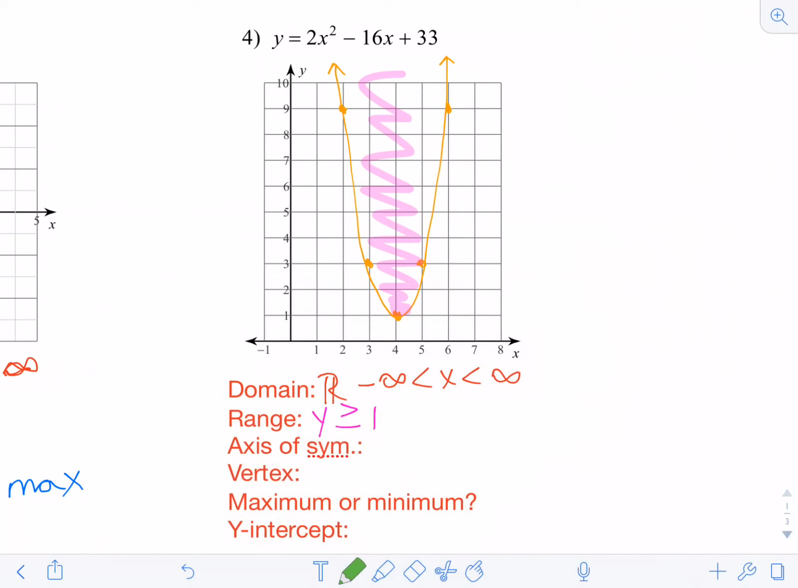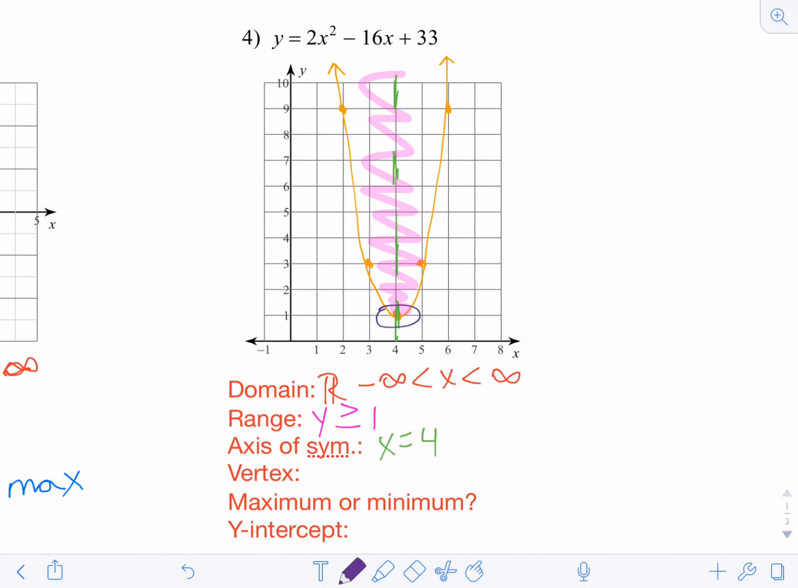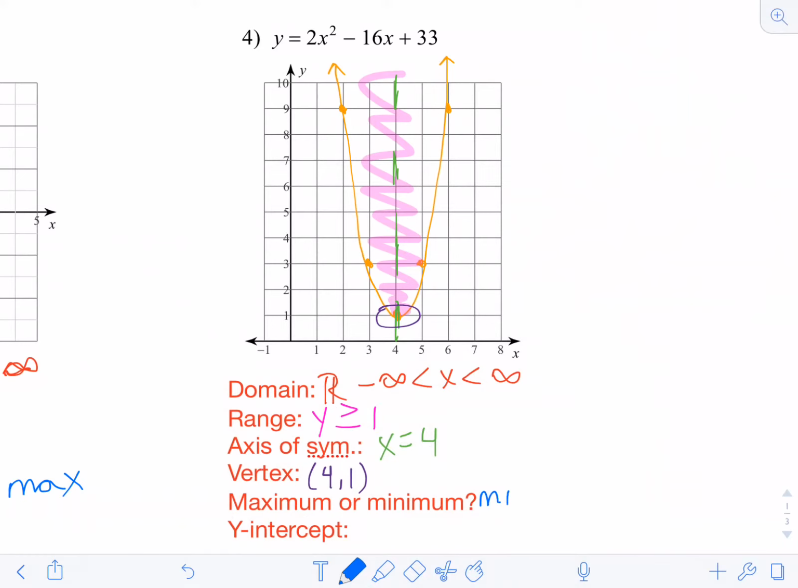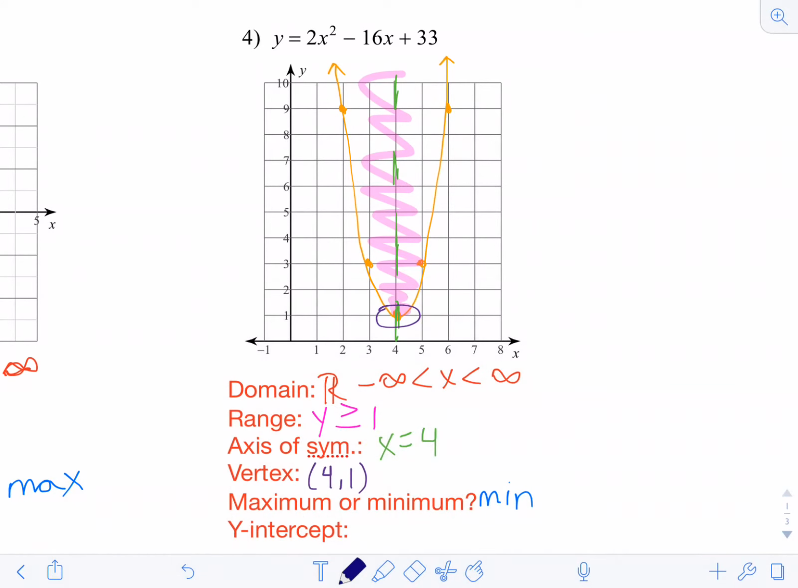Axis of symmetry is the line that cuts your graph right into half, making it symmetrical, hence the word axis of symmetry. And that's going to be right there at x is equal to 4. Your vertex, it's either the top point or bottom point. And here, this is my bottom point, and that point is at 4, 1. Since I said bottom, it's at the very bottom, which is going to be my minimum. And my y-intercept is not on my graph, but if you go to your table and look at where x is 0, it is at 0, 33.